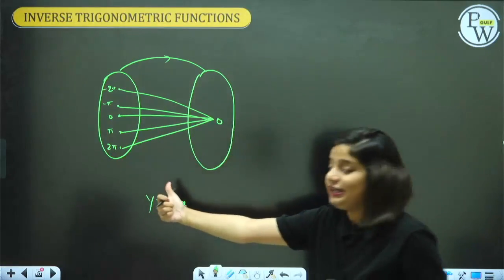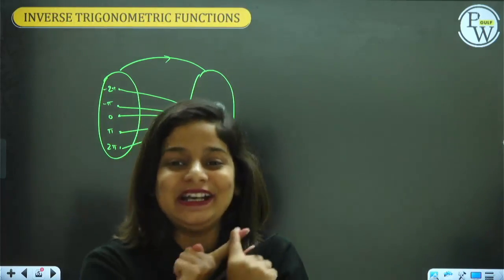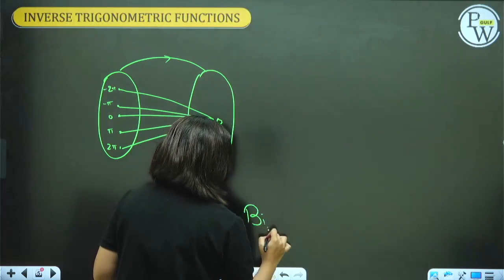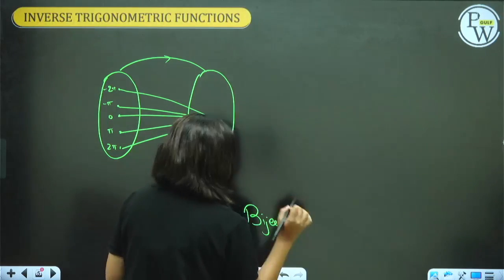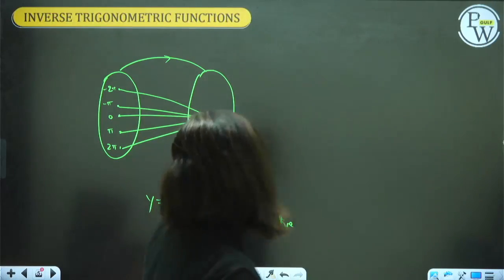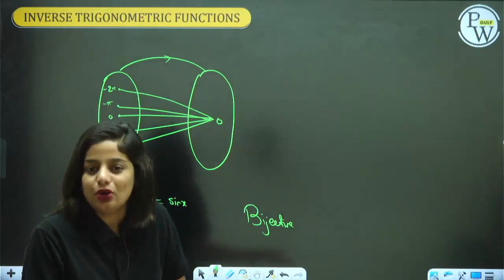It is a many to one function, and do you remember for inverse there is one condition, a function should be bijective. Do you remember this? The function should be bijective. That means both 1 to 1 and onto. Right now it's many to one. That means sine function, its inverse will not exist.